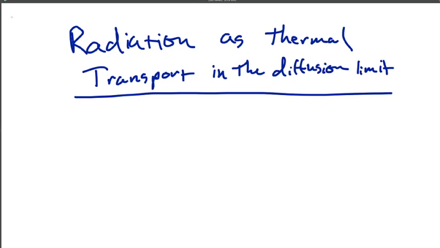Radiation can be described, among other things, by moment equations. And if we consider the moment equation for the time evolution of flux, that looks something like this: 1 over the speed of light squared times d by dt of F, the radiative flux, plus the divergence of the radiative pressure is equal to a variety of terms on the right-hand side.